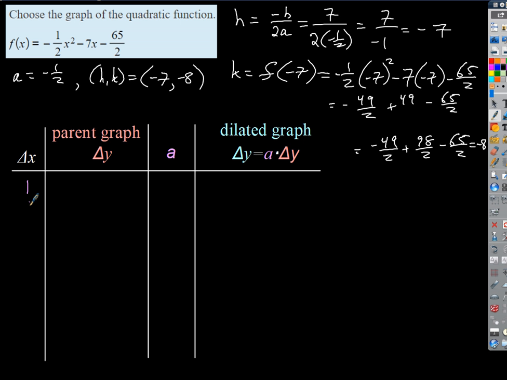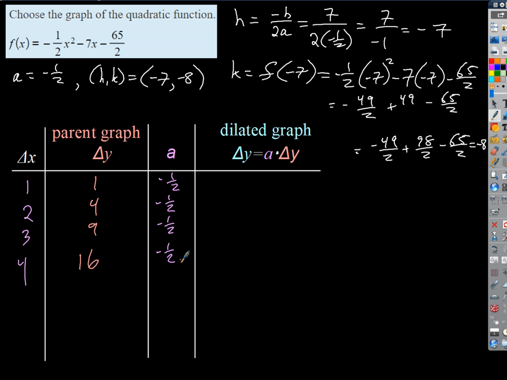So let's look at horizontal distances of 1, 2, 3, and 4, how about, okay? So what's the parent graph value for a horizontal distance of 1? 1 squared, which is 1, good. 2 squared is 4, good, you're right. 3 squared is 9, 4 squared is 16, right? In this case, A is negative 1/2.